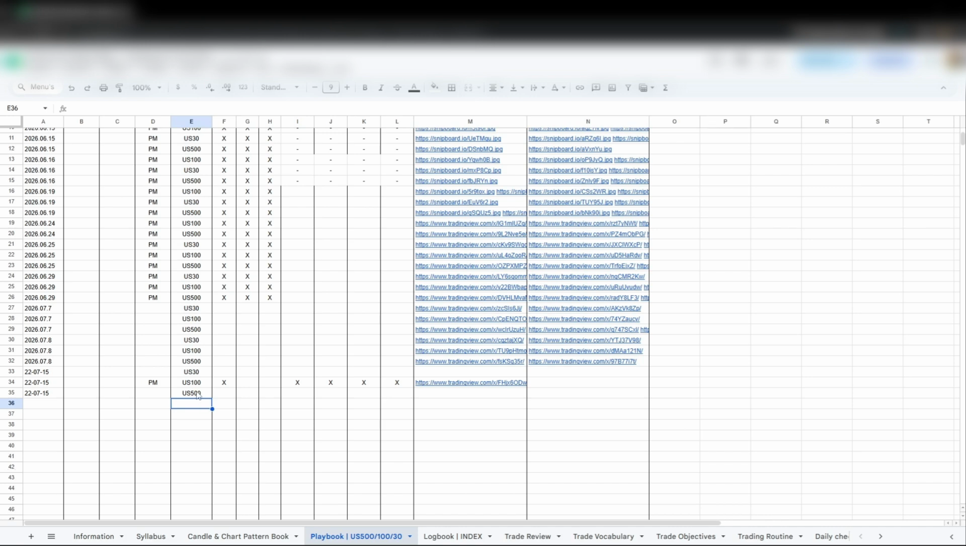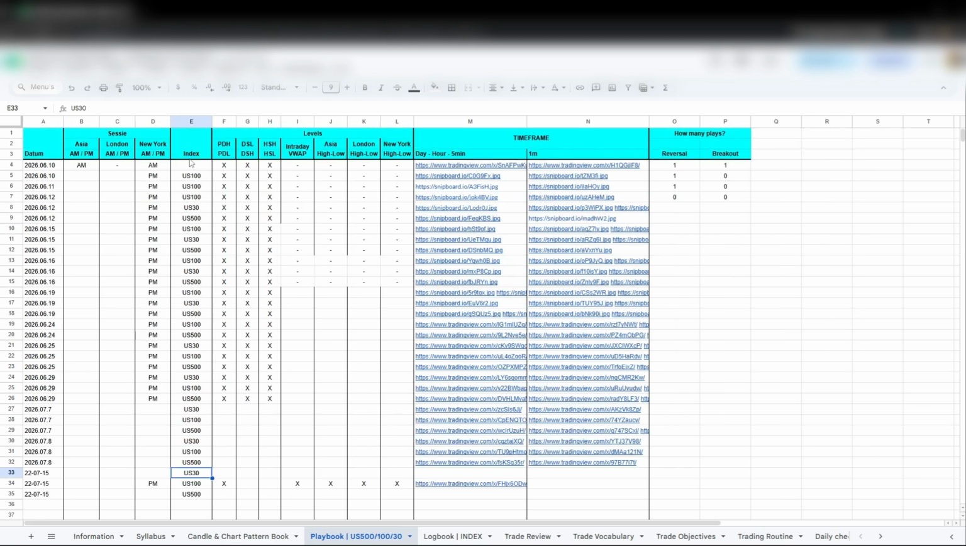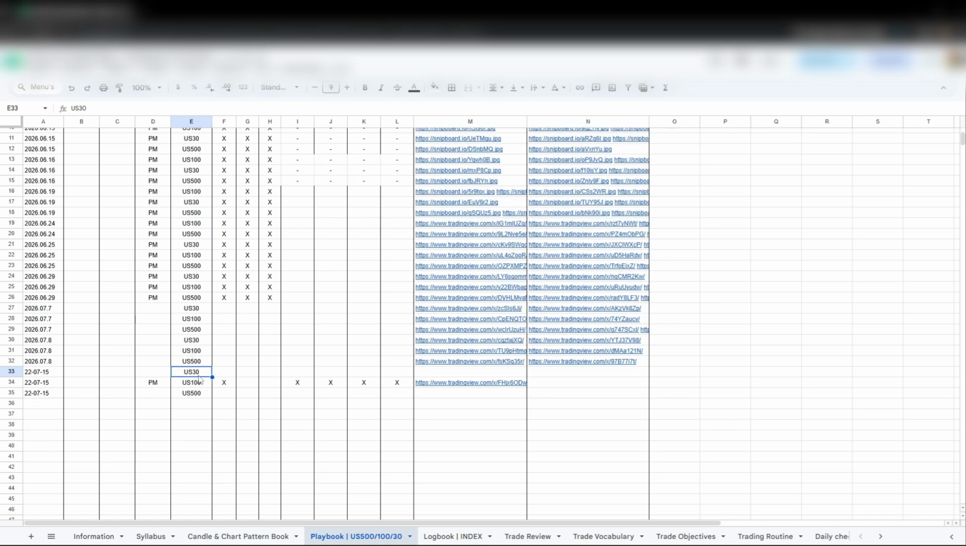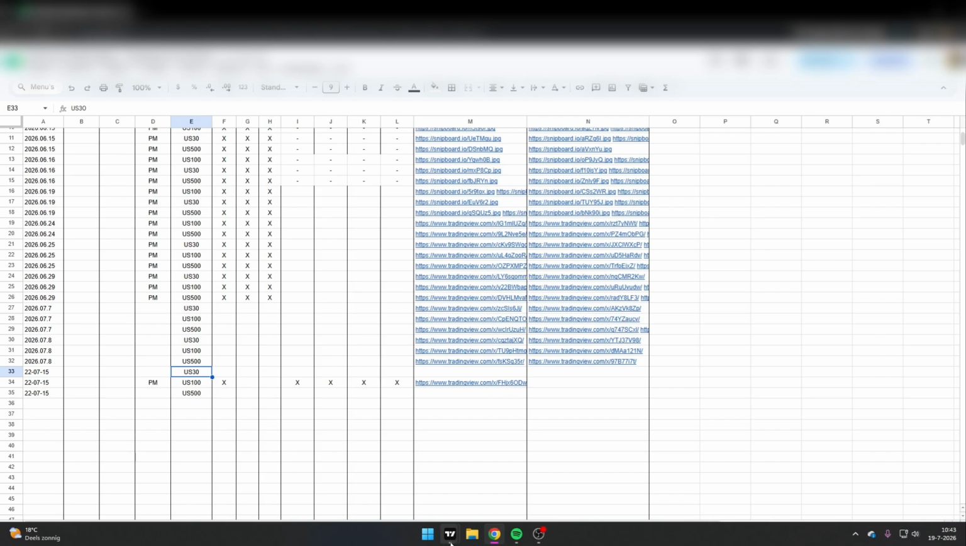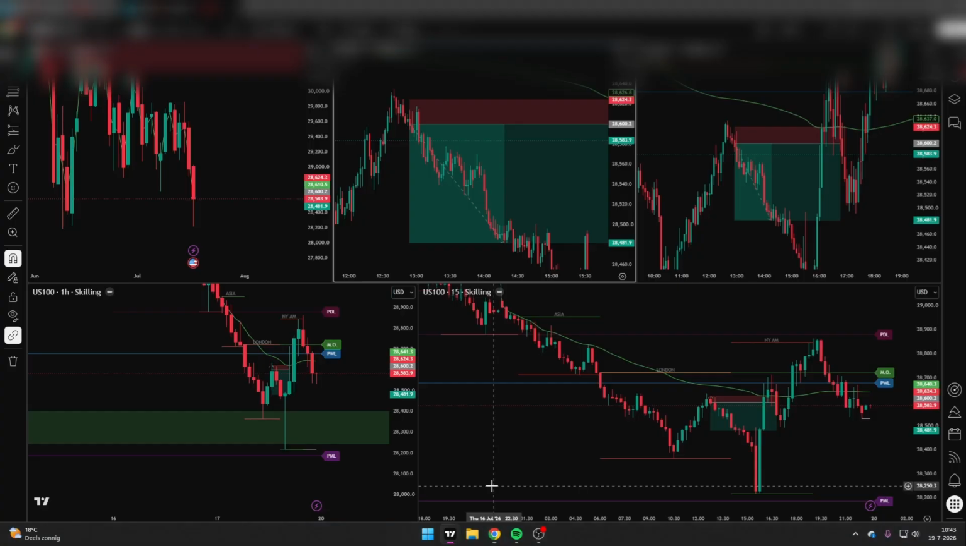Okay, so this is my spreadsheet. I keep all my analyzed things in here. So what I do is I analyze the market, then I put it in the spreadsheet so I can always look back to the days and maybe learn from them or see things that I haven't seen yet.